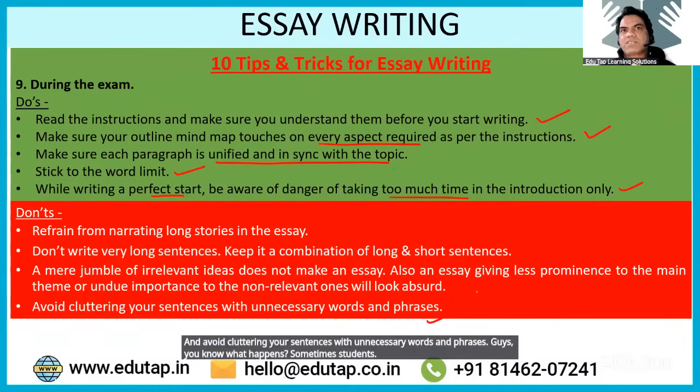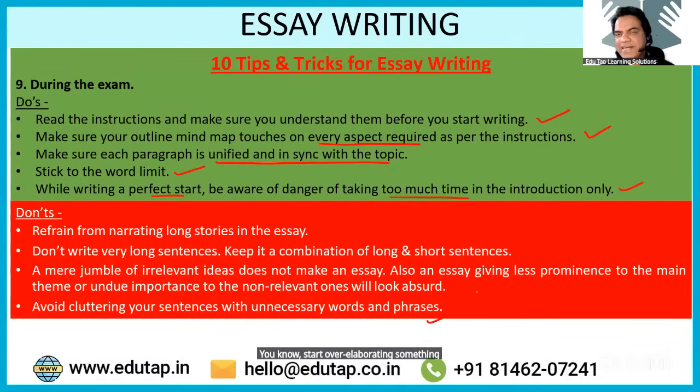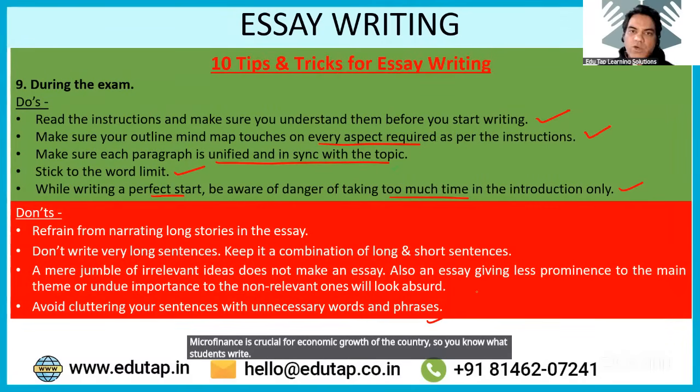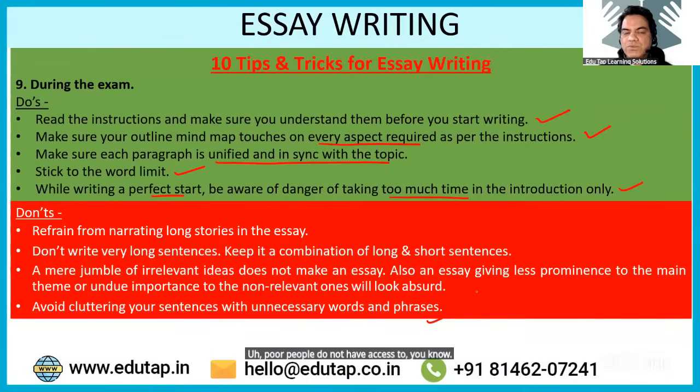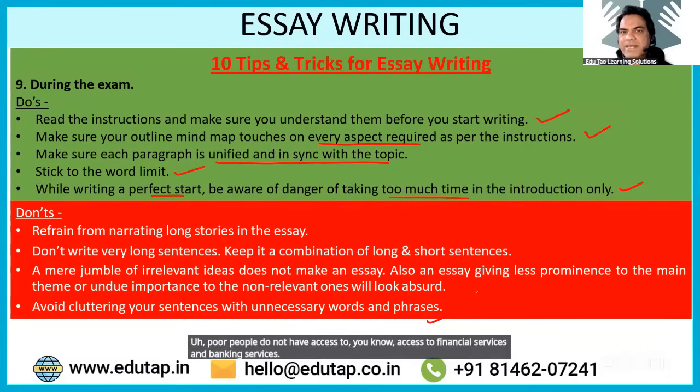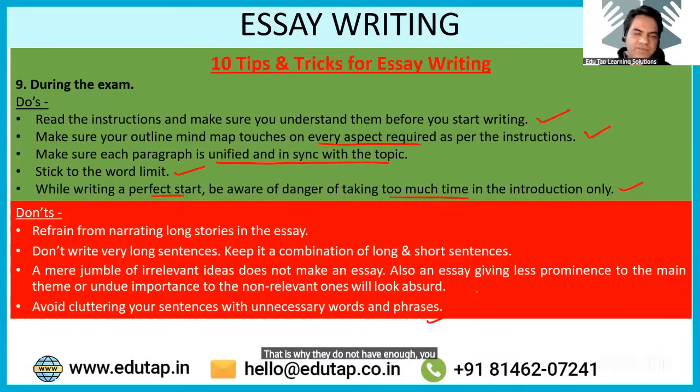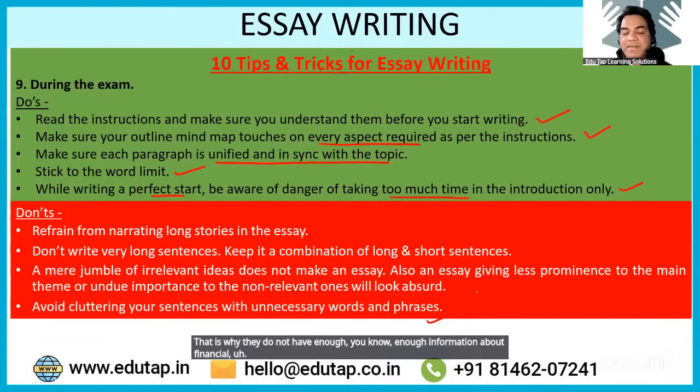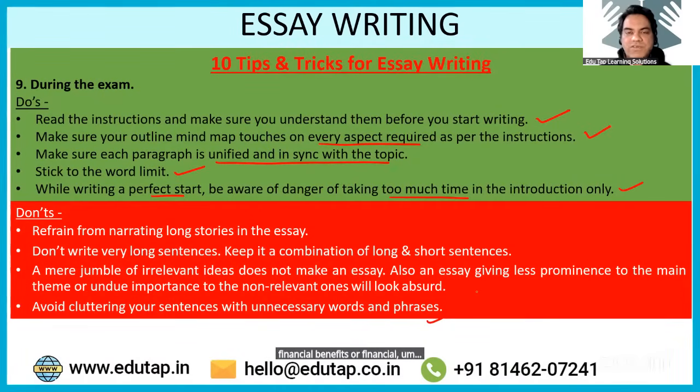Guys, you know what happens? Sometimes students start over elaborating something. Let's say I have to say microfinance is crucial for economic growth of the country. So you know what students write? Poor people do not have access to financial services and banking services. That is why they do not have enough information about financial benefits or financial tools of the country. That is why they do not get benefited. Now, instead of writing 3 sentences, I can write the same point in one sentence: lack of financial literacy can lead to economic degradation of the country. So do not over elaborate something, keep it concise and keep it to the point.